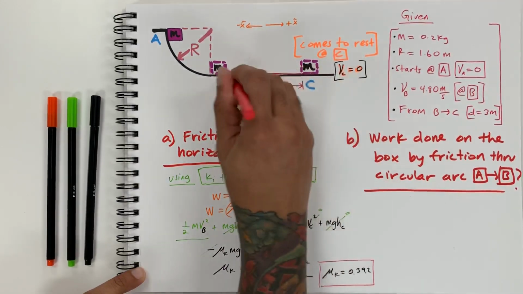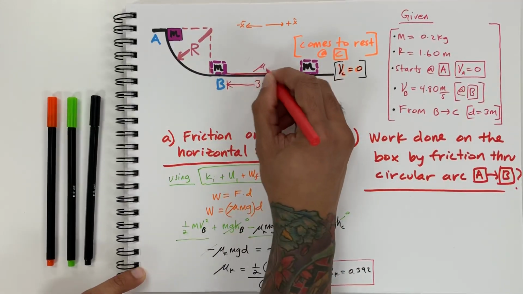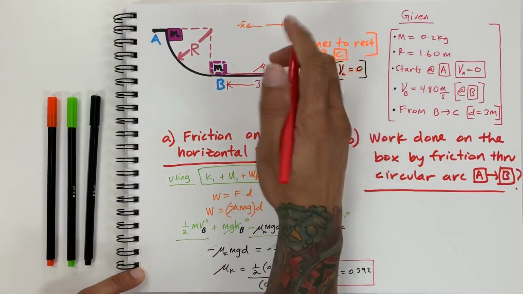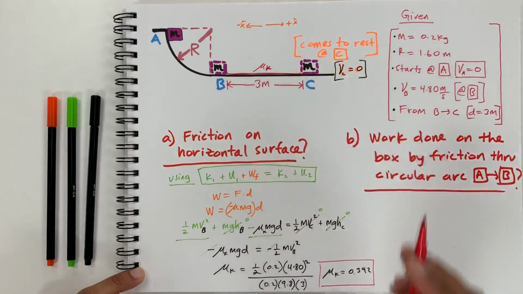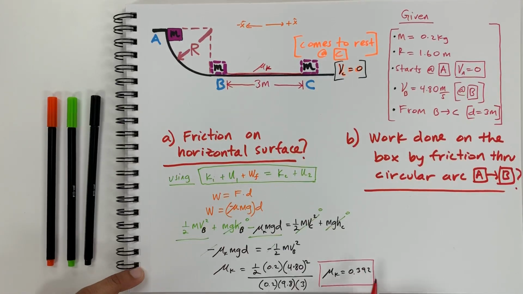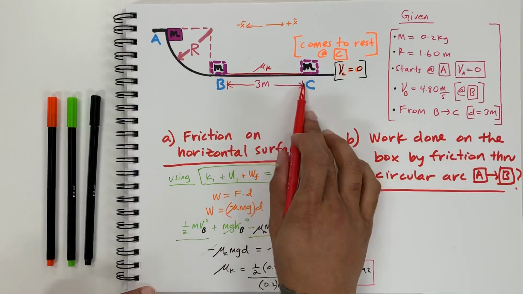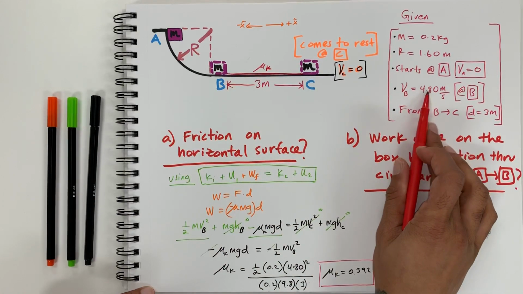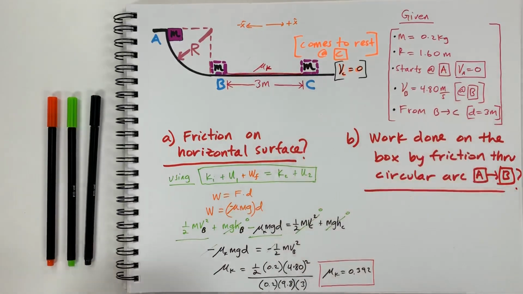Okay, so along this path, this box is just sliding and slowing down. This is the coefficient of friction, and because this is the coefficient of friction, it only allows it to slide 3 meters, right? Starting off with 4.8 meters per second.